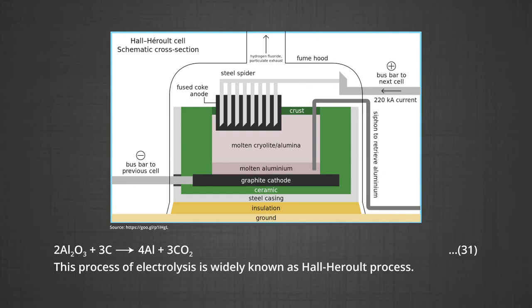This process of electrolysis is widely known as Hall-Héroult process. The electrolysis of the molten mass is carried out in an electrolytic cell using carbon electrodes. The oxygen liberated at anode reacts with the carbon of the anode producing carbon monoxide and carbon dioxide. This way, for each kilogram of aluminium produced, about 0.5 kilograms of carbon anode is burnt away.